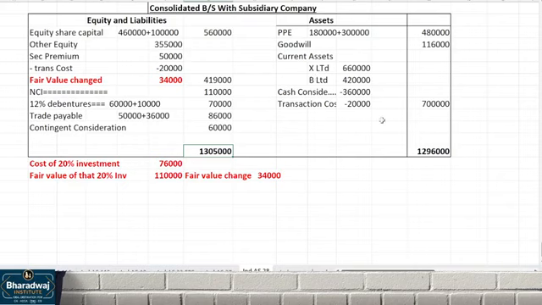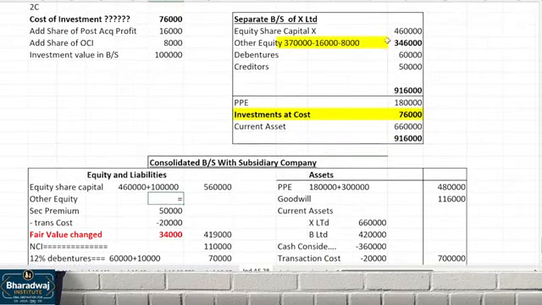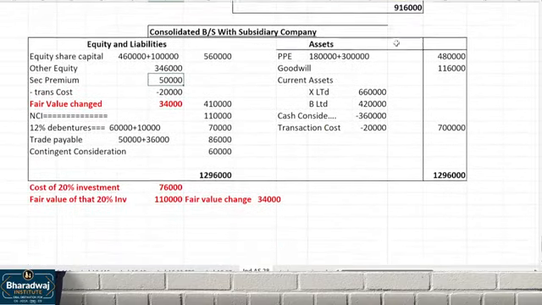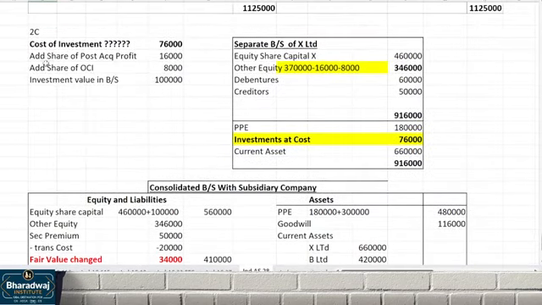On the asset side, what change will it make? Other equity. Just now we worked out 3,46,000. That's it. Very simple. Case 1, there is no profit from associate included. Case 2, profit only is included. Case 3, profit as well as OCI is included. So eliminate the share of OCI and the share of post acquisition profit. You will get which one?